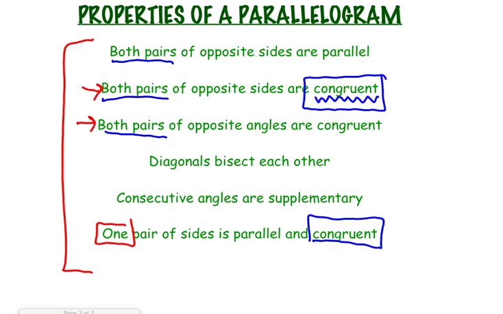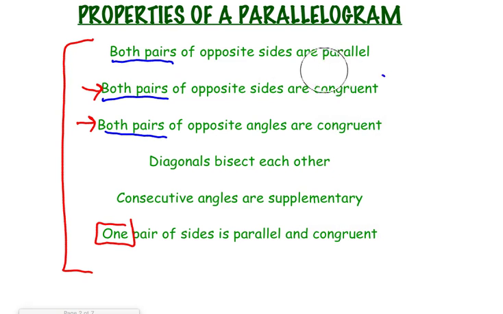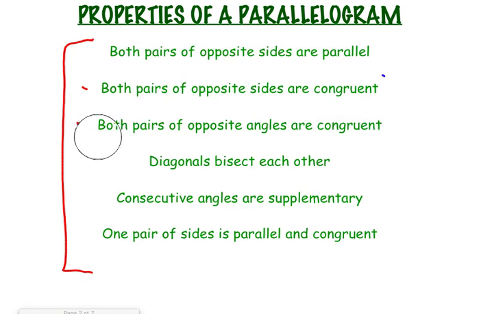Okay, let's erase some of this. So slope. What would help me with some slope? Both pairs of opposite sides are parallel. That's a slopey thing. Congruent sides are not going to help me. Angles aren't going to help me. Diagonals bisect each other is not going to help me. Again, angles, no. One pair of sides are parallel.